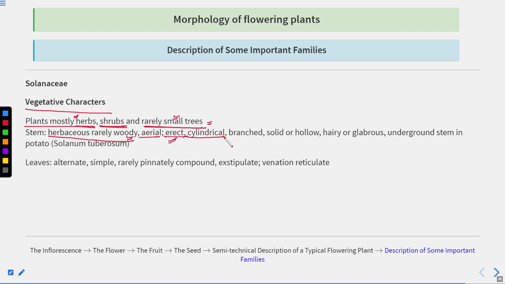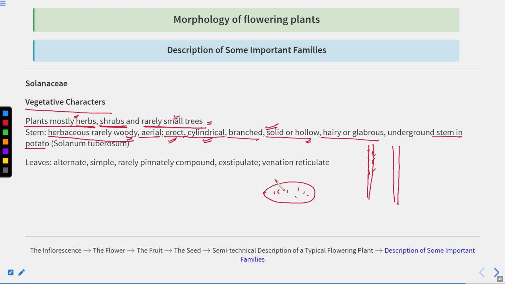Cylindrical, if you see the structure of the stem, then they are cylindrical. Branched, solid or hollow. Sometimes they are solid, sometimes they are hollow as well. Hairy or glabrous. Looking at the stem structure, they are sometimes hairy and sometimes glabrous, no hair is there. Underground stem in potato. Sometimes in the case of potato they form tuber-like things. These are underground stems. That is Solanum tuberosum, and tuber gives the species name tuberosum.